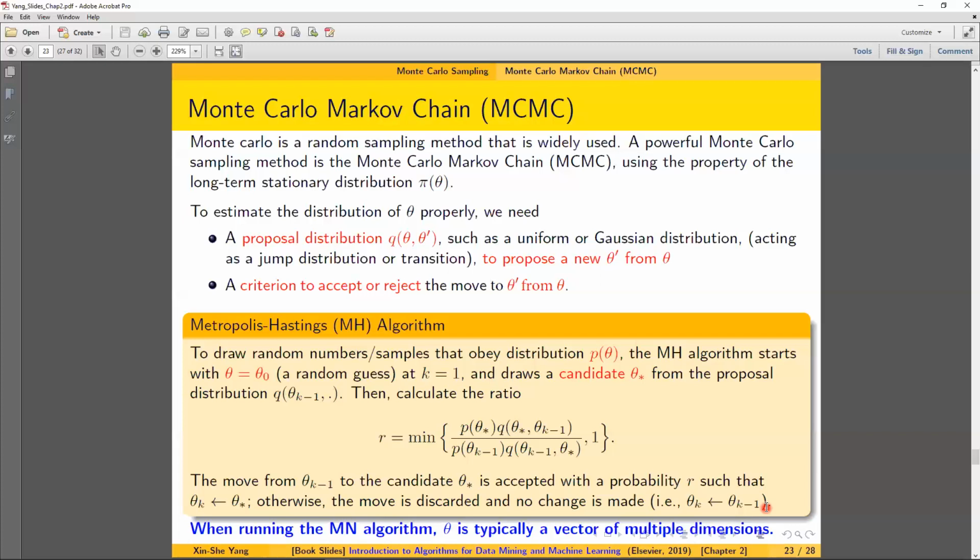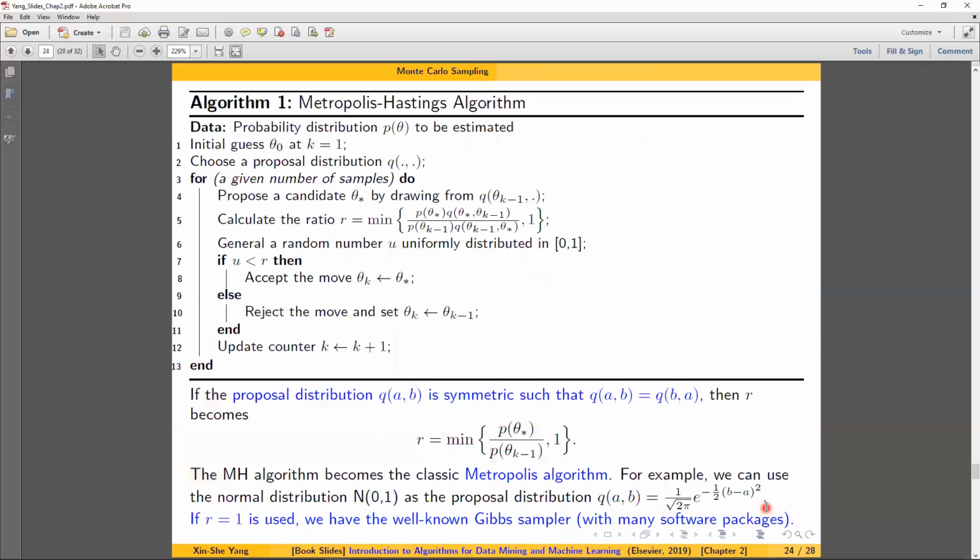It's the same solution. So as we just discussed, you need a proposal distribution, and also you need a criterion to accept or reject. When running the MH algorithm, theta is typically a vector of multiple dimensions. Now let's look at a more specific algorithm. These are the steps that you should be taking, which is the same thing as what we just discussed. But specifically, we want to look at more applications of the MH algorithm.